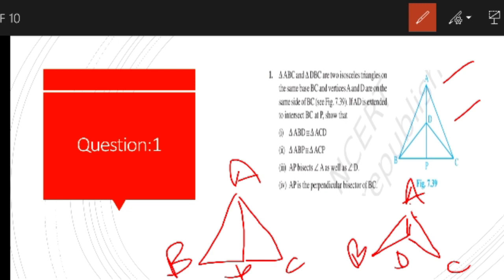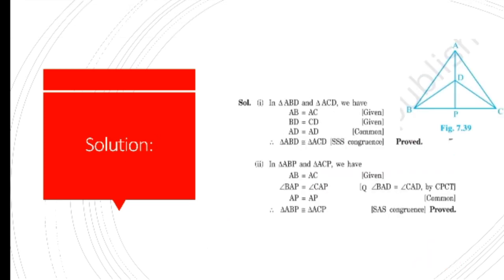Then we have to show that AP, the line AP bisects angle A as well as angle D, and AP is perpendicular bisector of BC. So these are the four things that we need to show. So let us move on with the next slide.